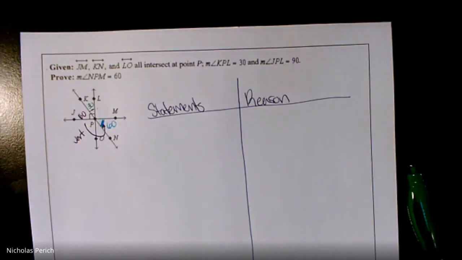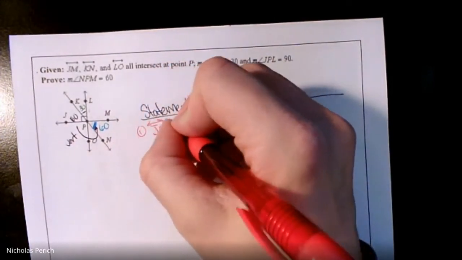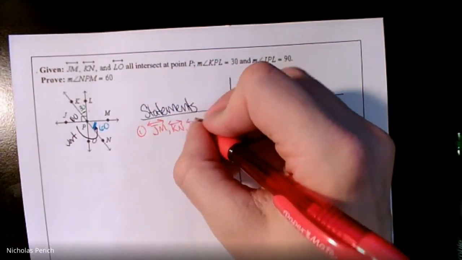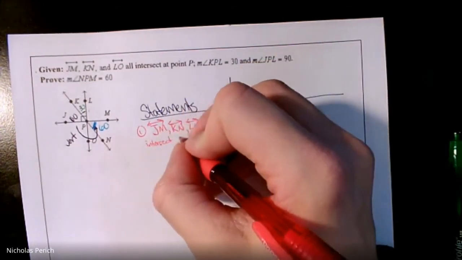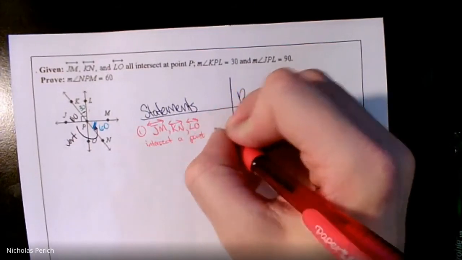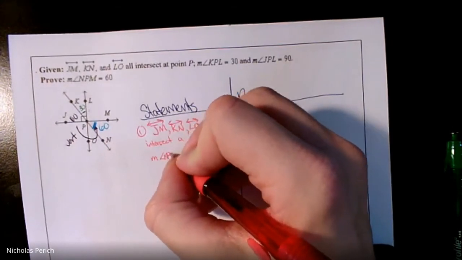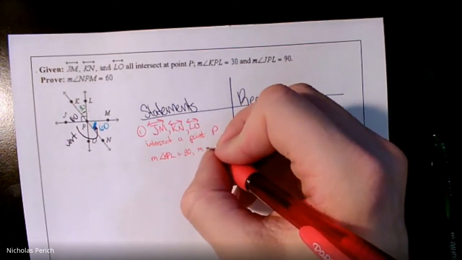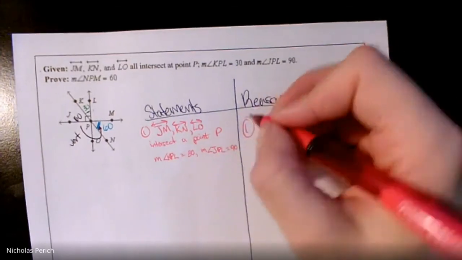Statement number 1. It's a big one. JM, KN, LO intersect at point P. The measure of KPL is 30. The measure of JPL is 90. Given.